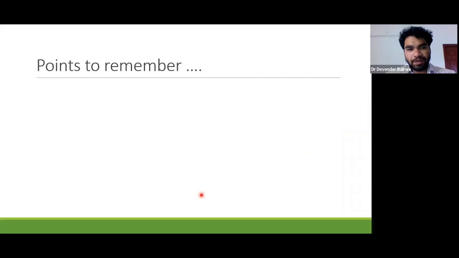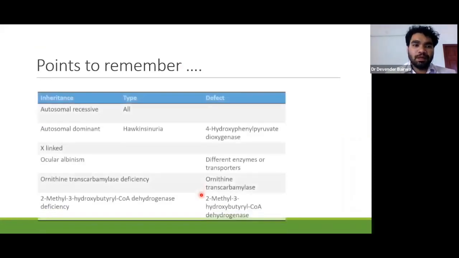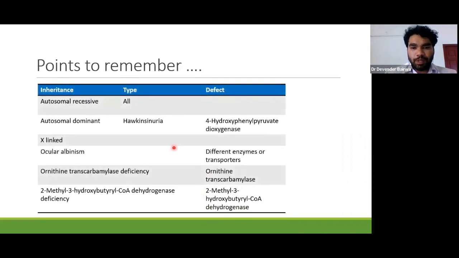So it is difficult to remember all these findings from these tables. That's why I have made a separate table for you to see what to remember. First of all, I would like you to remember that almost all of these diseases are autosomal recessive, except Hawkinsinuria, which is autosomal dominant, and it is because of a defect in 4-hydroxyphenylpyruvate dioxygenase. And there are 3 diseases which are X-linked, including ocular albinism. It has many causes, including different enzymes or transporters.